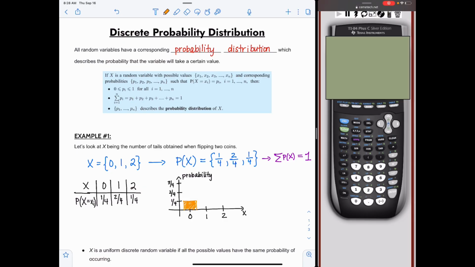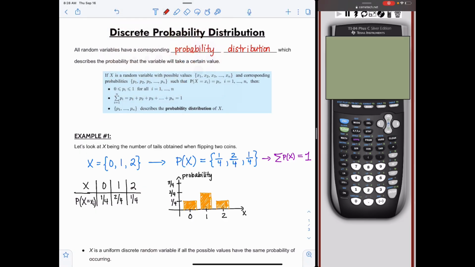If we have the probability of only getting 1 tail, we would go up to the 2/4, because that's the probability, 2 out of 4 or 1/2. And draw a bar, and then the same thing for 2. It's going to be the probability of 1/4. So that's how you can graph it.